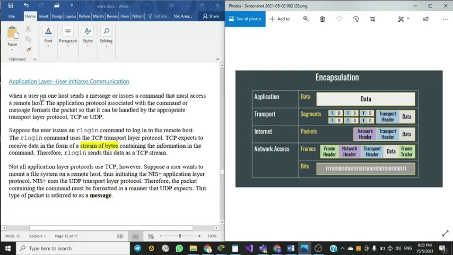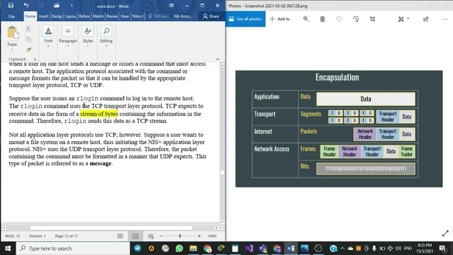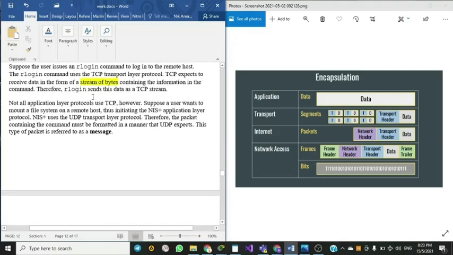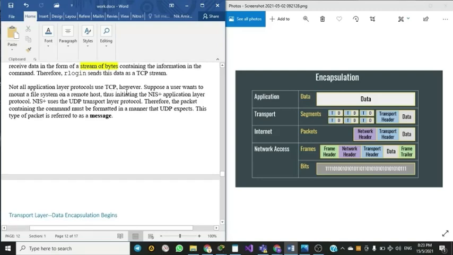So when a layer sends a message or a command to the application protocol associated with transport, the message is formed so that it can be handled by the appropriate transport protocol, TCP or UDP. Suppose the user issues a login command. The command will use the TCP transport layer protocol, and TCP expects to receive data in a stream of bytes containing the information in the command. Therefore, the login sends this data as a TCP stream.